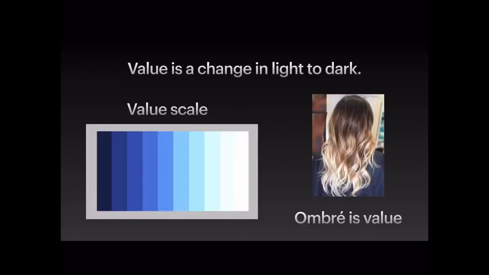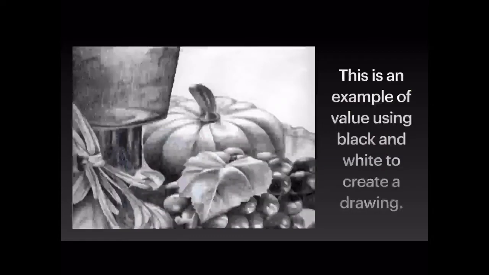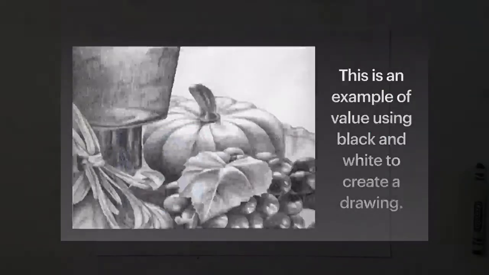Here are some examples. In art, we usually talk about a value scale where you have light to dark in one color. An everyday example would be ombre, if you have your hair done ombre where it gets light to dark. Here's an example of a drawing that was created using value. They go from light to dark with that black pencil.